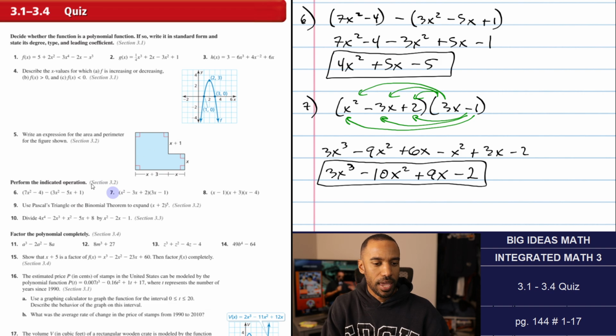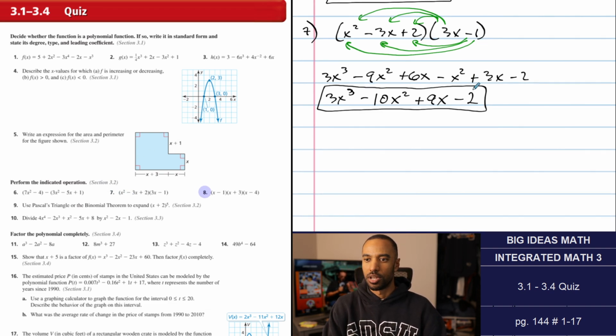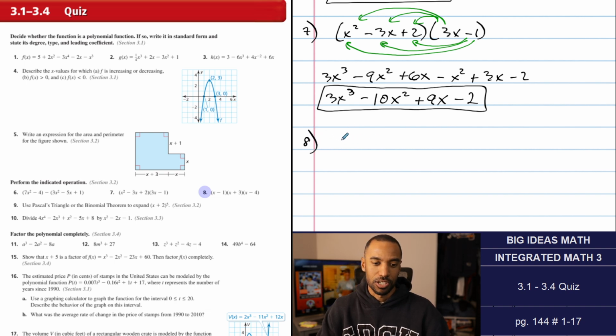Number 8, we have 3 binomials multiplied. The general rule for this, to not mess up, and just to do it in probably the best fashion, is just do 2 at a time. Don't try and do all 3 at the same time.